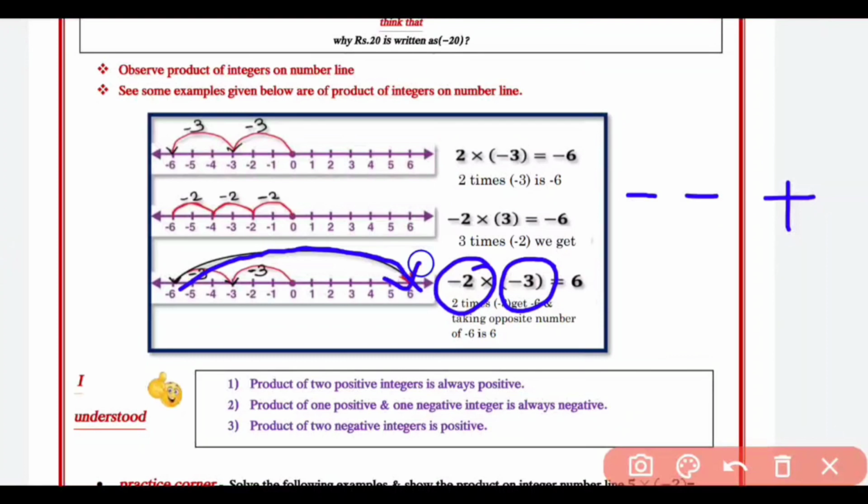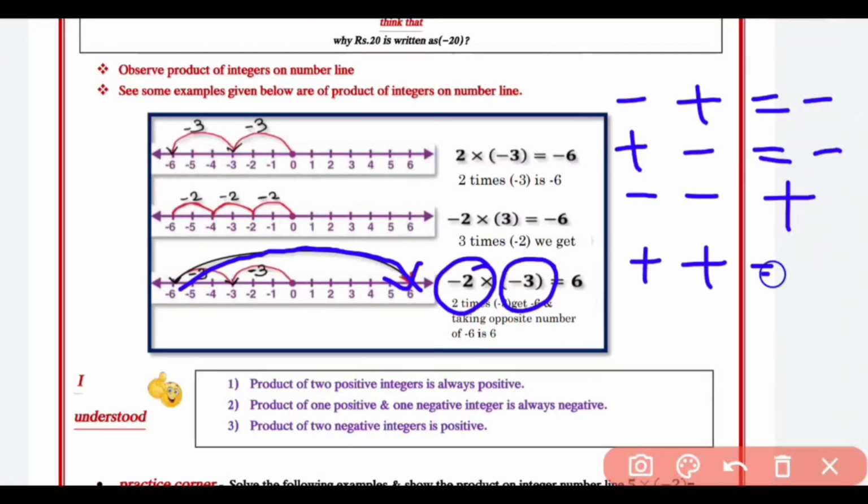So always we have to remember that negative positive or minus plus is equal to minus, plus minus is equal to minus, plus plus is equal to plus, and minus minus is equal to plus. That means same sign is equal to plus and different signs is equal to minus.